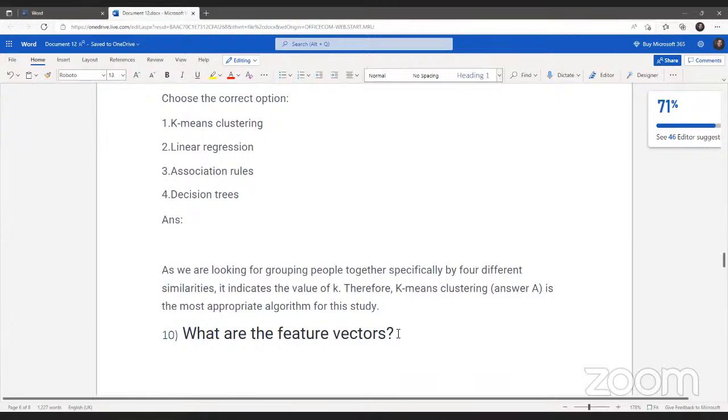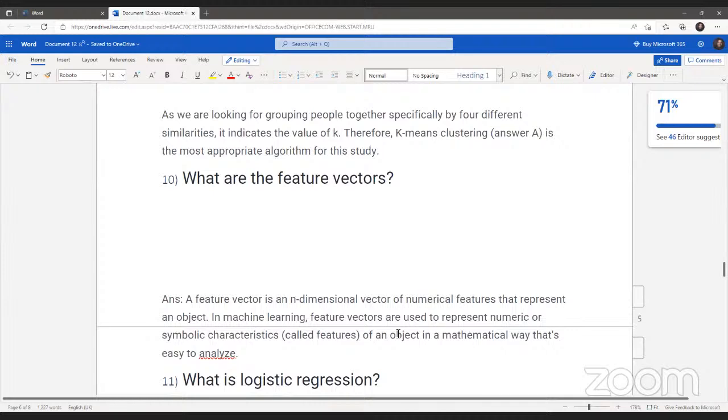As we look into this, what are feature vectors? A feature vector is an n-dimensional vector of numerical features which represents an object. So in machine learning, feature vectors are used to represent numeric or symbolic characteristics of an object in a mathematical way which is easy to analyze.